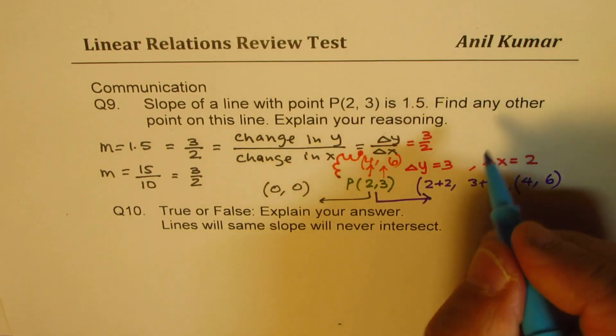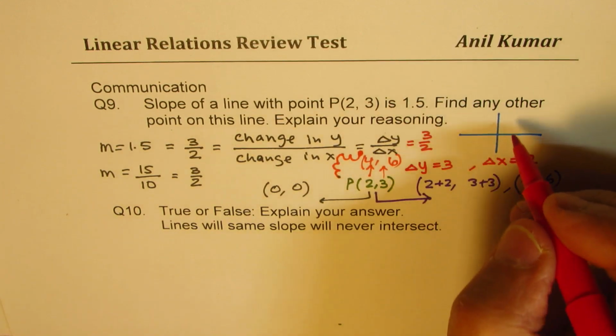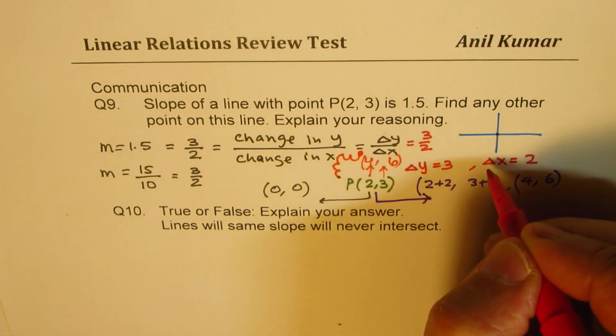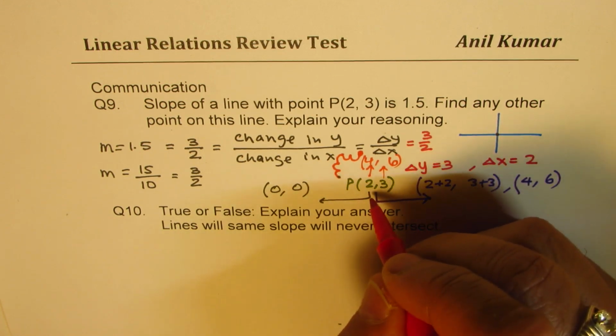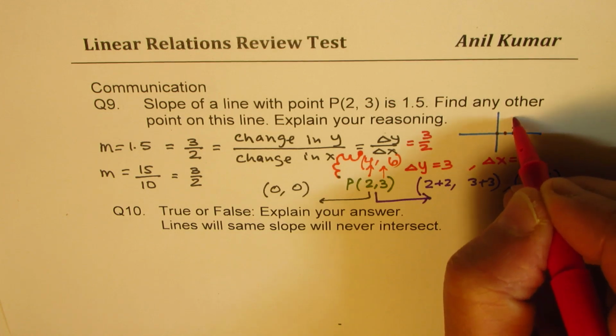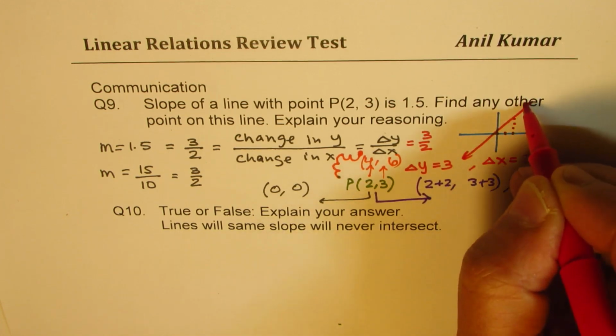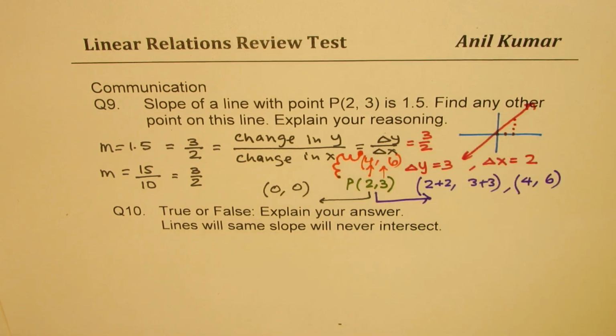So that is what the case is. If you are sketching the line, you will see that the line actually goes through origin, and the first point given to you is 2, 3, right? Go 1, 2 unit, 1, 2, 3. And that is how you are going to draw the line, and you can get many points on this line. I hope this concept is clear, right? Now let's answer question number 10.